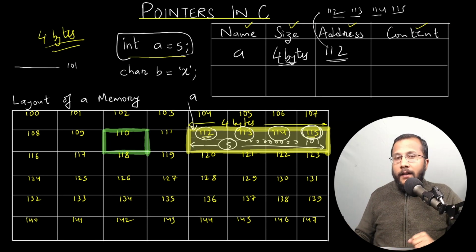Okay, now what is the content? What is stored inside this particular block? The content of this entire block is 5. 5 is being stored in this particular block.